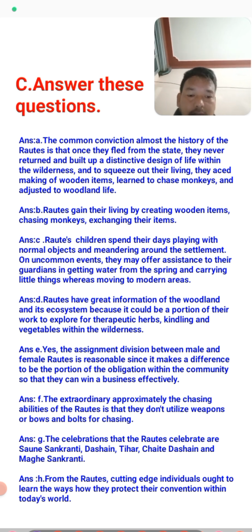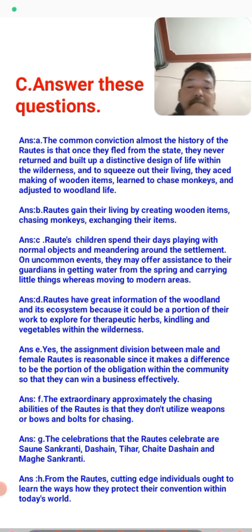G number: name the festivals that the Raute celebrate. Yes, students, we have to name the festivals of the Raute they celebrate. There are many festivals like we people celebrate. They also celebrate festivals like Saune Sankranti, Sai Tihar, Chaite Dashain, and the Maghe Sankranti. These are the festivals, students, which they celebrate.